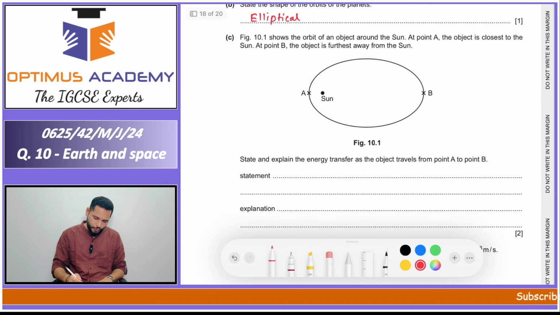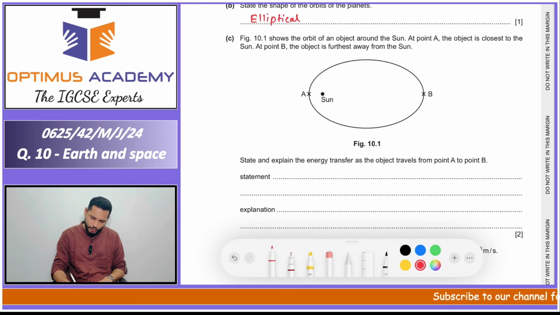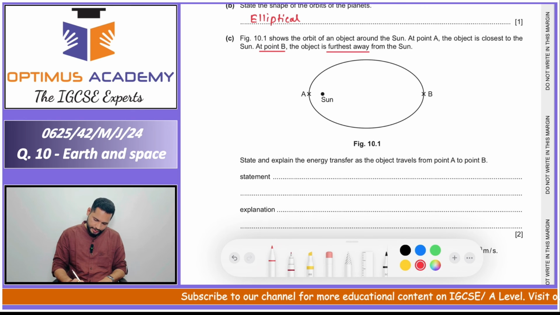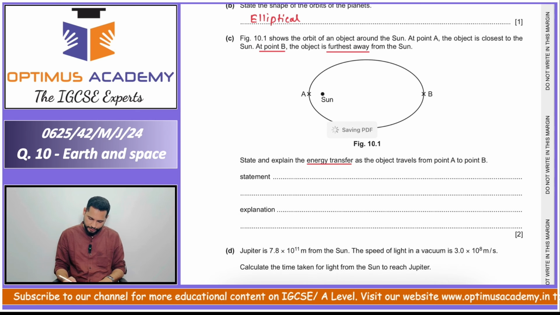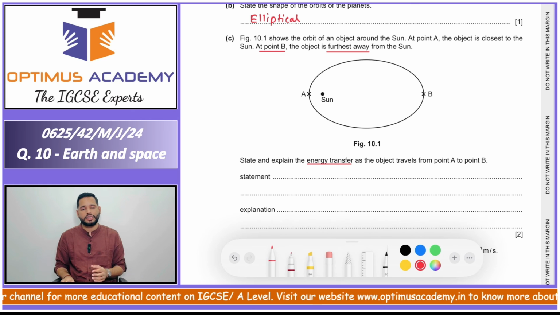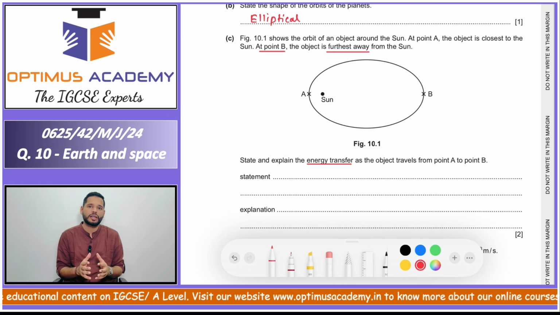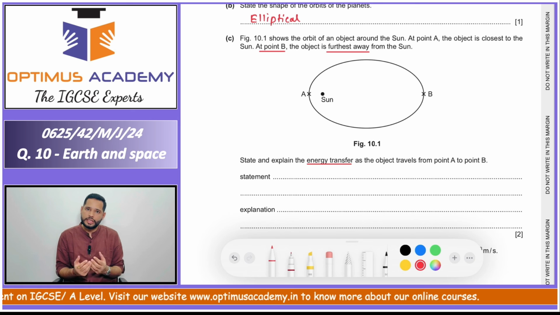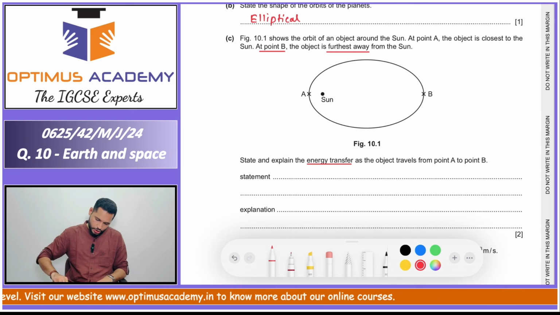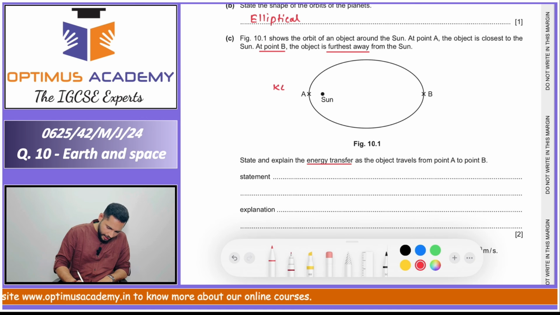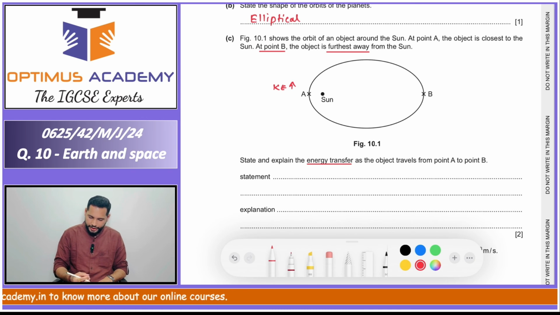Question C, figure 10.1 shows the orbit of an object around the sun. At point A, the object is closest to the sun. At point B, the object is furthest away from the sun. State and explain the energy transfer as the object travels from A to point B. Now understand, when the planet is closer to the sun, it experiences greater gravitational pull from the sun, which results in greater kinetic energy. So when the planet is at point A, it is going to have higher kinetic energy, but when it goes away from the sun, the kinetic energy goes on decreasing. Why? Because the gravitational pull will decrease.